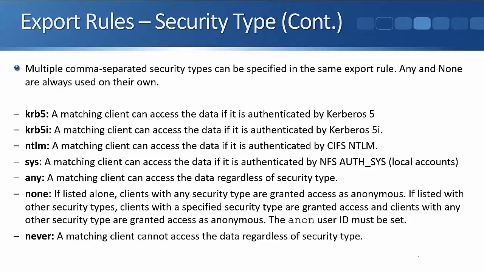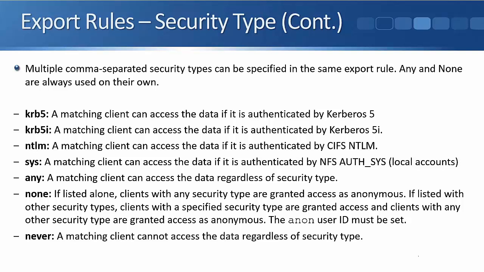Any means any client that matches the protocol and client identifier can access the data regardless of security type, meaning we don't care how they authenticated. Type none can be a bit misleading. It doesn't actually mean that the client will not get access. If we want to configure that the client will not get access, then use the option down at the bottom there, which is never. If we say never, a matching client cannot access the data regardless of security type.